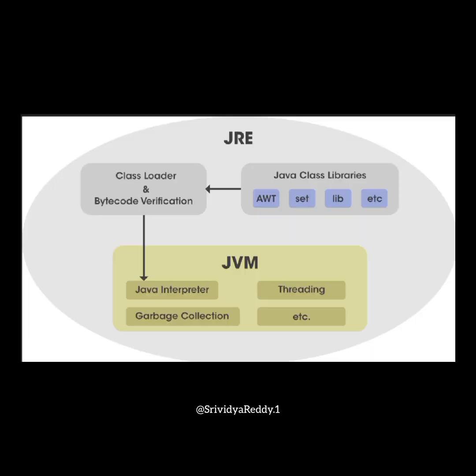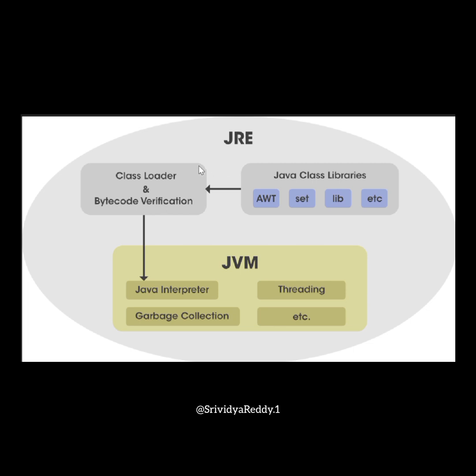So this is a block diagram of the Java Runtime Environment. Java class libraries means a collection of pre-written classes that can be used in Java programs. Pre-written means they were already written. These include AWT, which means Abstract Window Toolkit, used for creating graphical user interfaces, and Swing library, etc. These are other libraries providing various functionalities.